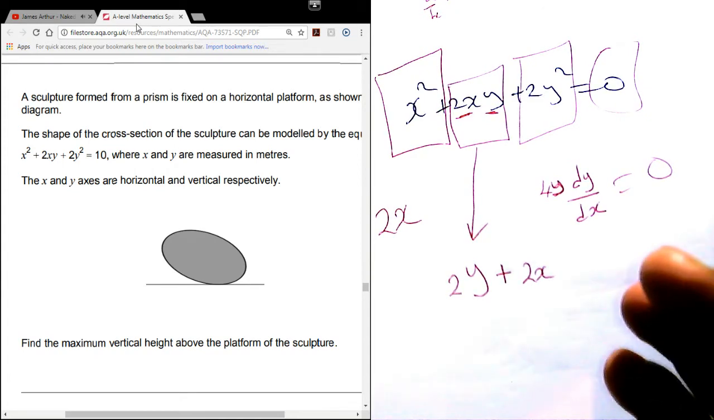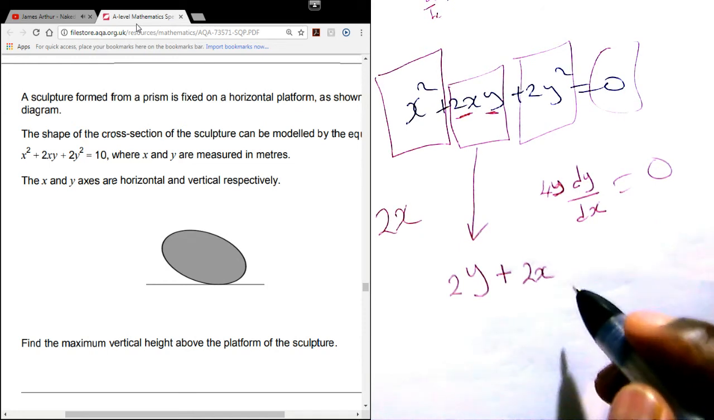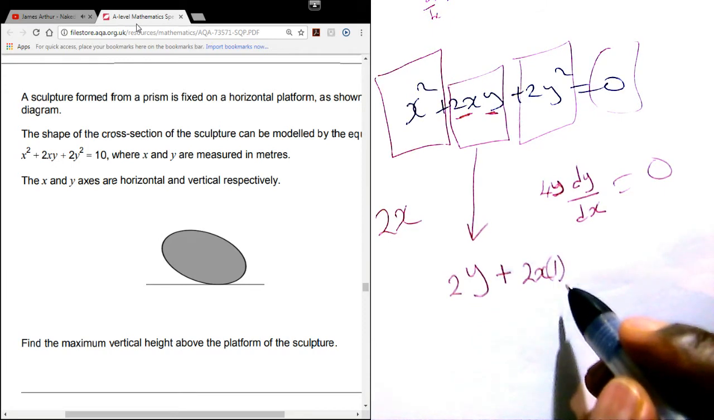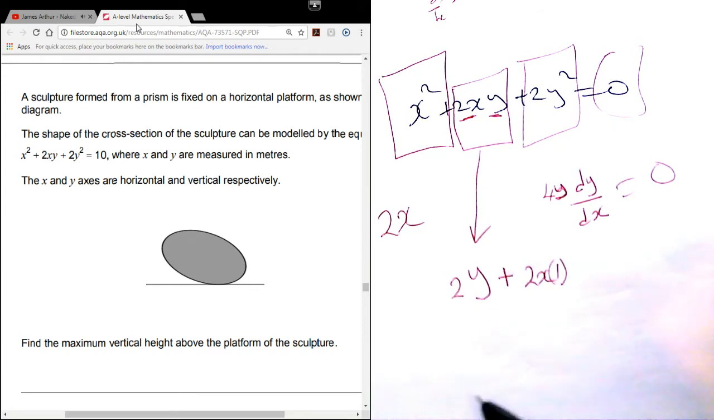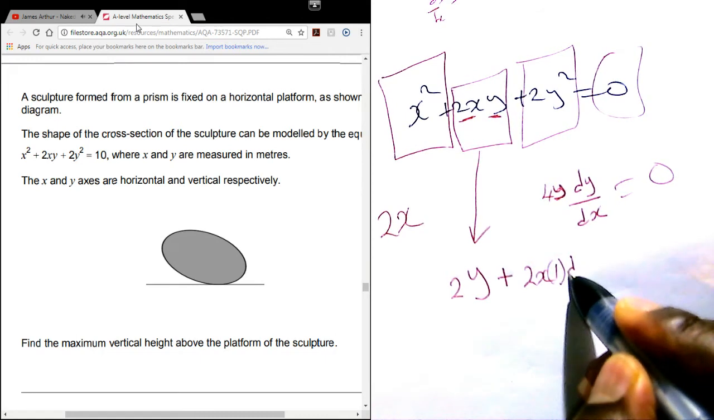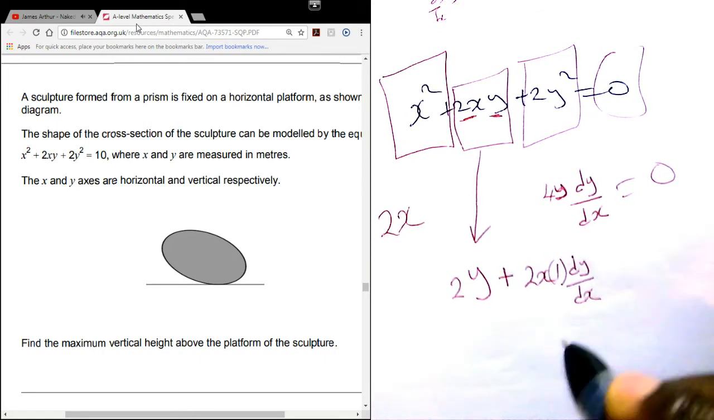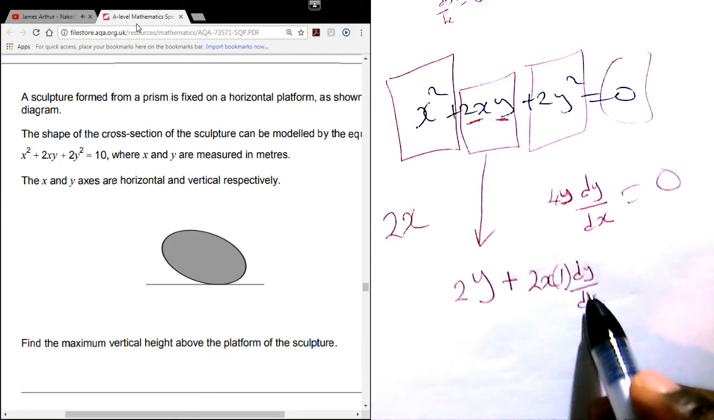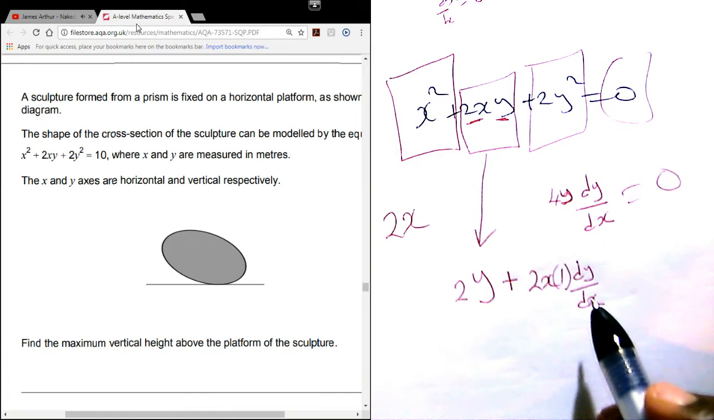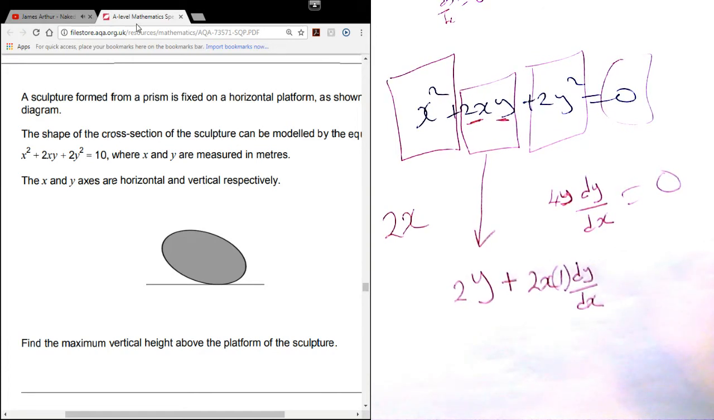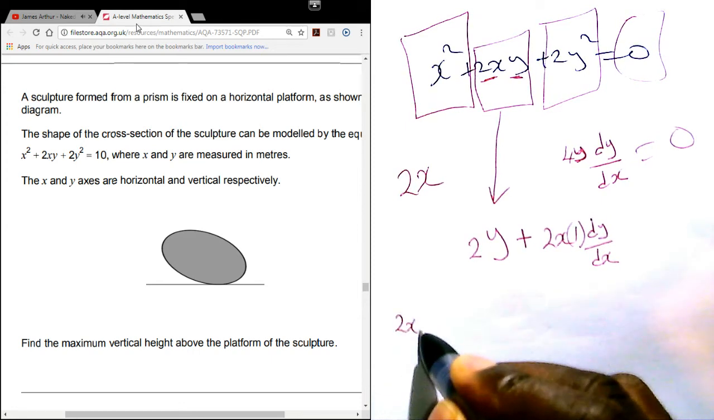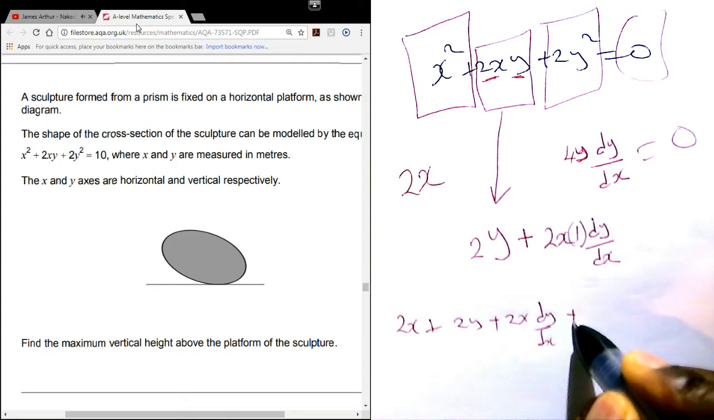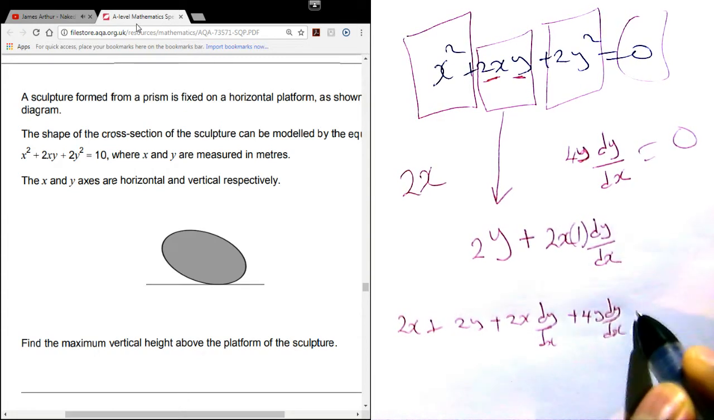Now, I shouldn't be differentiating y because it's with respect to x. If you differentiate y, usually we'll get 1 as the answer. But we are guilty because we shouldn't be differentiating with respect to y, so we put our guilty conscience there beside it, dy dx, as a token of apology. So let's rewrite this. Now we have 2x plus 2y plus 2x dy dx plus 4y dy dx equals 0.